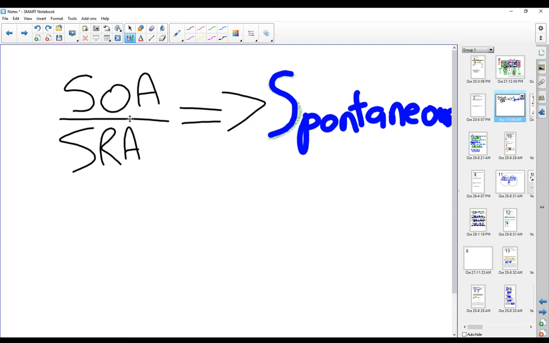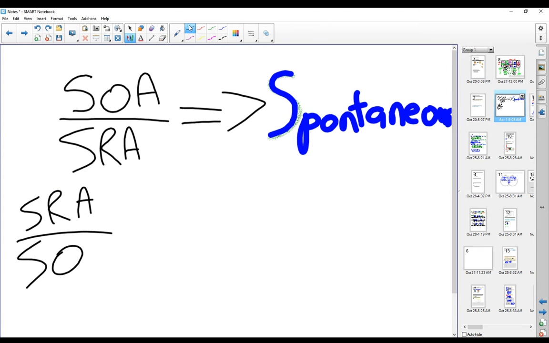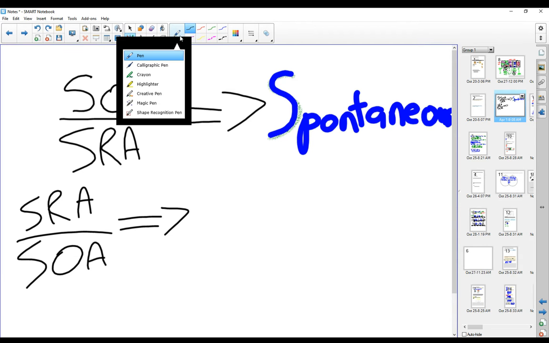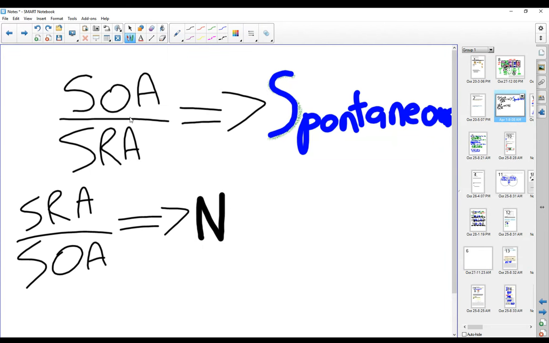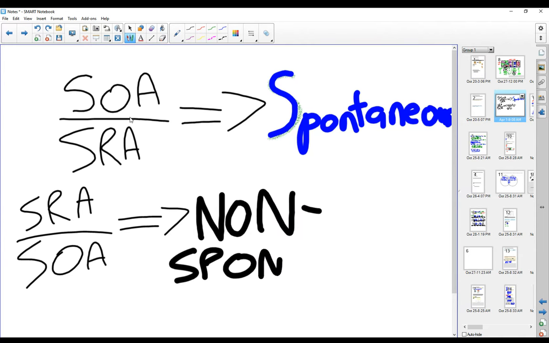If we have our SRA, our strongest reducing agent, over our strongest oxidizing agent, this reaction will be non-spontaneous.